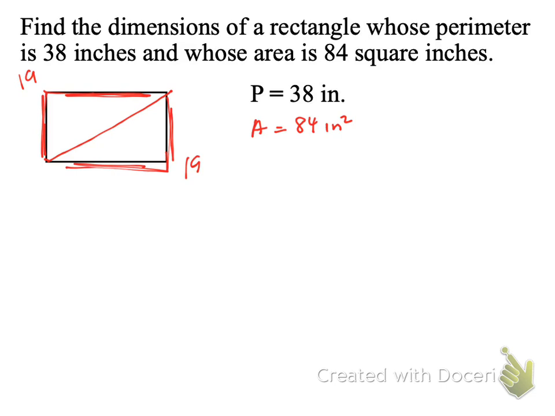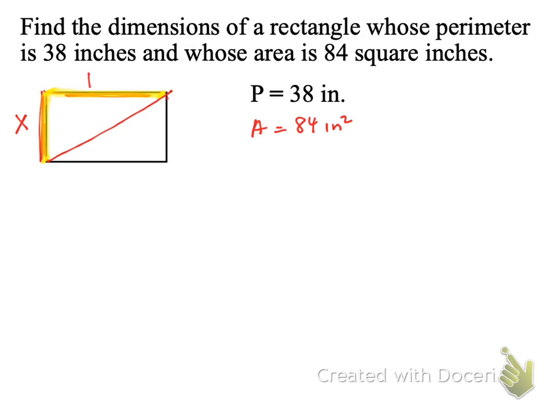So if we don't know what this is, what do we call it, the short side? X. And if we know that the whole thing, from here to here, is 19, what can we call that other part?